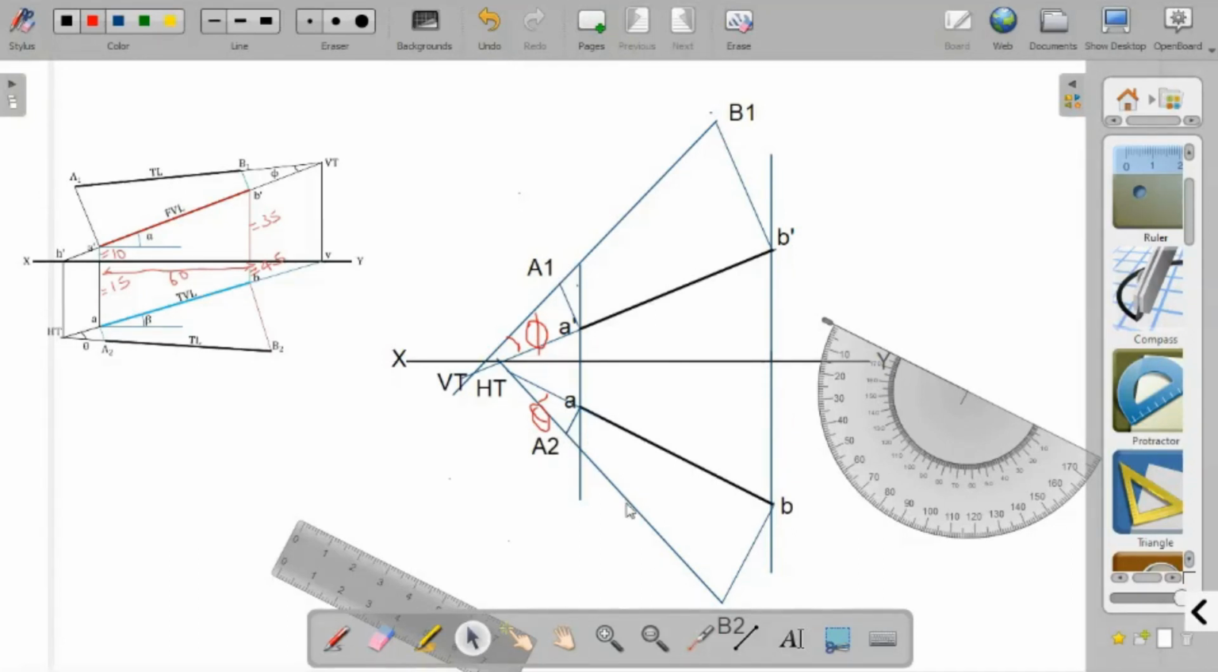Now extend A1 B1 and A dash B dash such that they intersect at a point VT, that is the vertical trace, and the included angle is phi, the true inclination with the VP. Then we extend the lines A2 B2 and A B so that they intersect at a point HT, and the included angle is theta, the true inclination with the HP. So that's it.